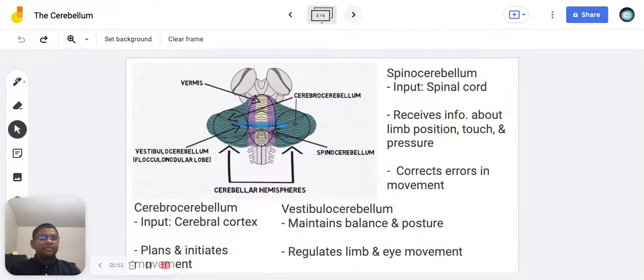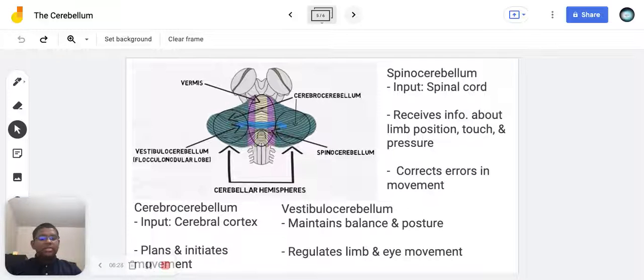Now we'll get to the anatomy of the cerebellum. The cerebellum consists of two different cerebral hemispheres and can be divided into three distinct parts: the cerebrocerebellum, the vestibulocerebellum, and the spinal cerebellum. The cerebrocerebellum receives input from the cerebral cortex and is involved in planning and initiating movements. The spinal cerebellum receives information about limb position and touch and pressure sensations from the spinal cord.